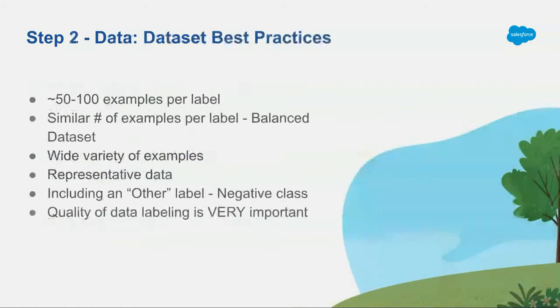Now, on to step 2, dataset and best practices. For a lot of our models, about 50 to 100 examples is a good place to start. You want a similar number of examples per class. That's what we call a balanced dataset, so if you ever hear that, that's all it means: a similar number of examples per class. You want a wide variety of examples. Back to our apples and pears example: at the beginning, when it had only red apples and green pears, it didn't generalize very well. So you want to have that variety.